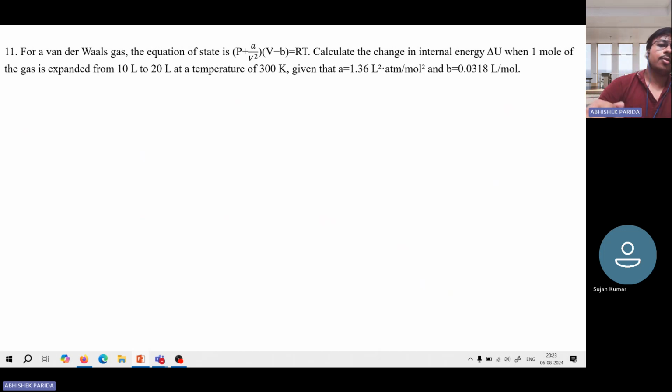For a van der Waals gas, the equation of state is P plus A by V square, V minus B is equal to RT. Calculate the change in the internal energy when 1 mole of the gas is expanded from 10 liters to 20 liters at 300 Kelvin, given A is equal to this much liter square atm per mole square, B is equal to this much liter per mole. Similar to the question that we solved, just a bit different. Try to solve this question.